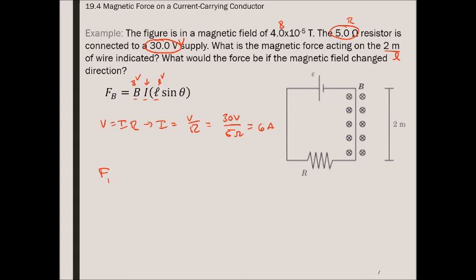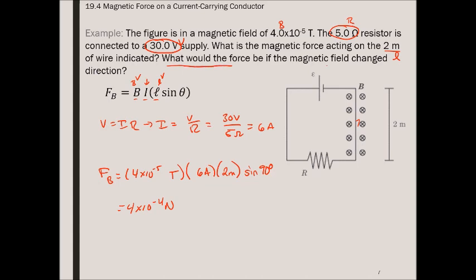Now we can use our Bill equation to find the force is equal to 4 times 10 to the negative 5th Tesla times my current of 6 amps times 2 meters times the sine of 90 degrees, because these are perpendicular to each other. So they're 90 degrees, and we get 4 times 10 to the negative 4th newtons. So not all that much force. Whether it actually moves will depend on how much resistance is in the system, like resistance to motion, like friction. But we don't know.